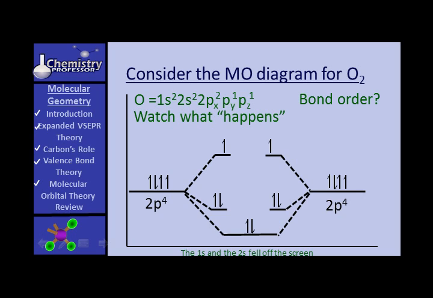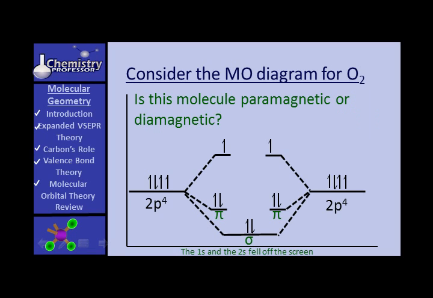What's the bond order for this? The bond order is 2. Is this molecule paramagnetic or diamagnetic? Now think about the definition, and you will remember that since this has unpaired electrons, it has to be paramagnetic.